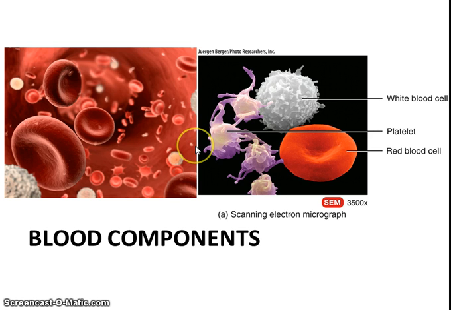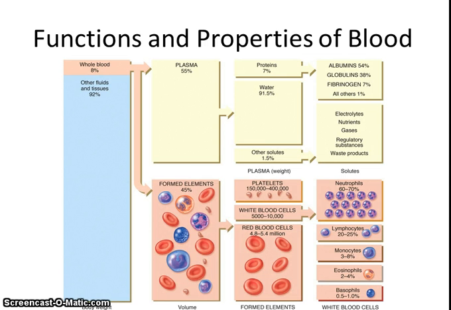Now let's look at the components of blood, plasma, and the formed elements. Okay. So just to kind of break down for you what's all in blood, out of all your fluids and other tissues, 8% of your body is blood. And if you break that down, a little more than half is plasma, a little less than half is the formed elements, the cells. So first we'll look at plasma, then the formed elements.